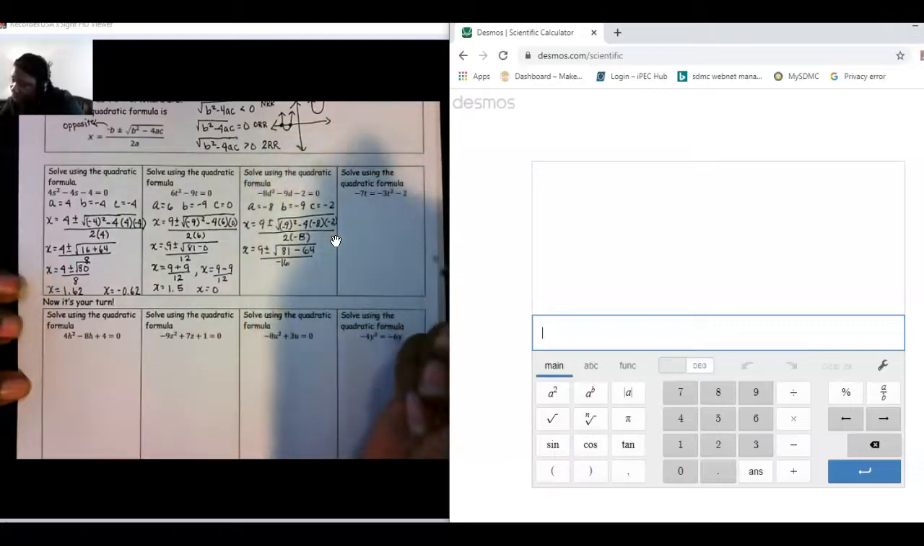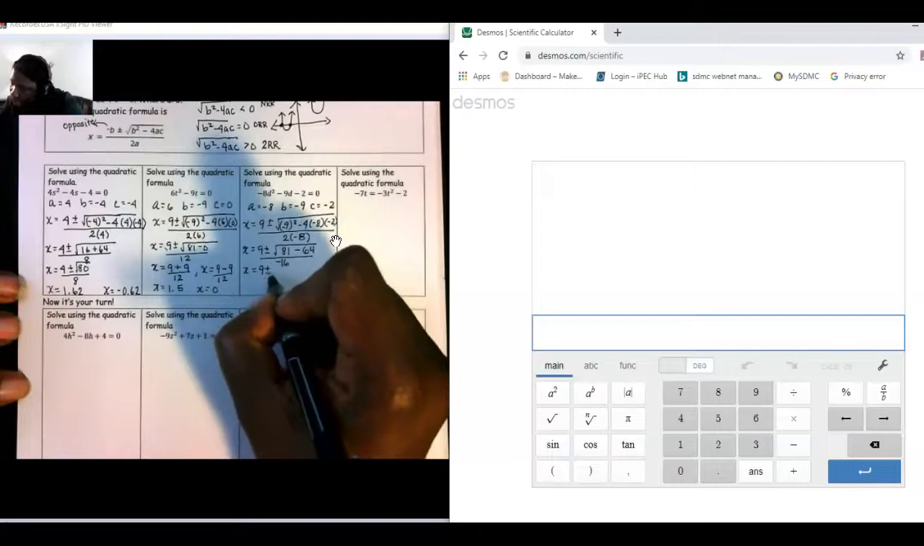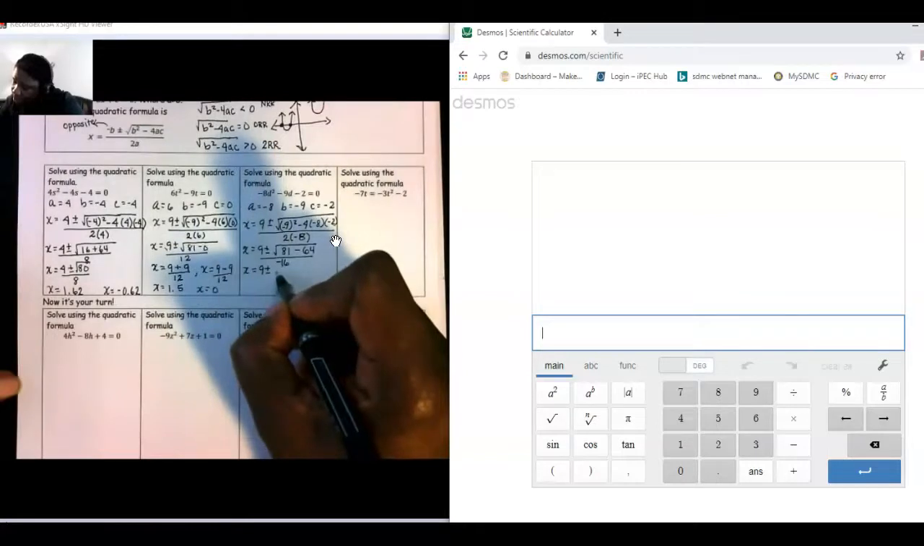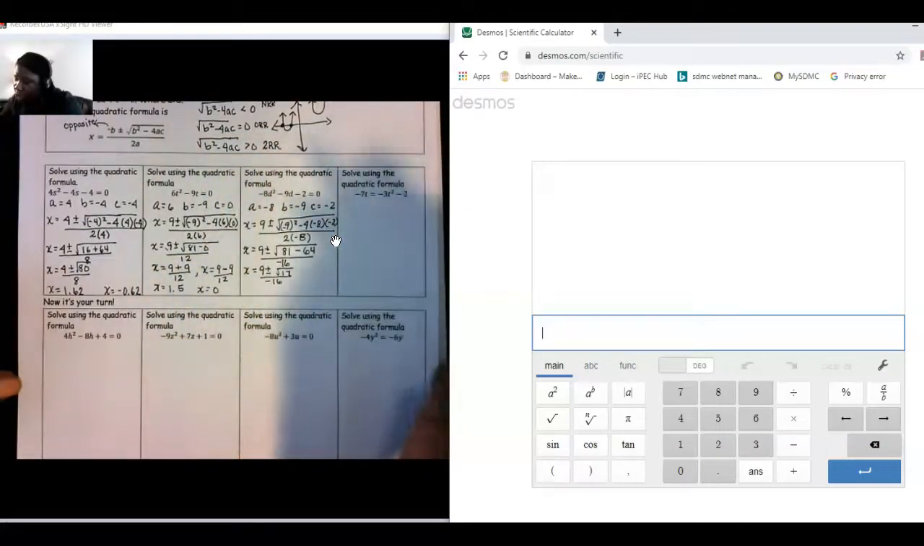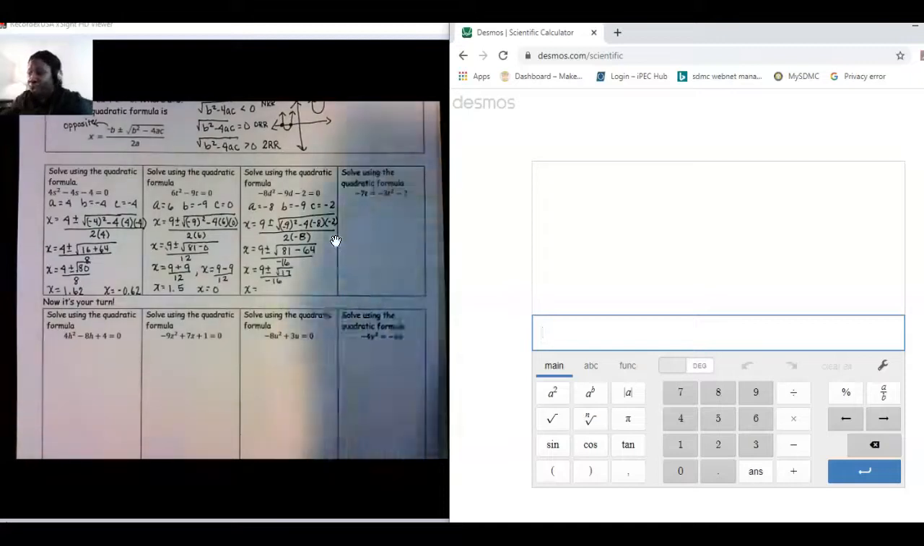So x is equal to 9 plus or minus, 64 from 81 is, I want to say 17. I think it's 17. Now you certainly don't want to be trying to do this. So let's go ahead and put it in our calculator the long way.